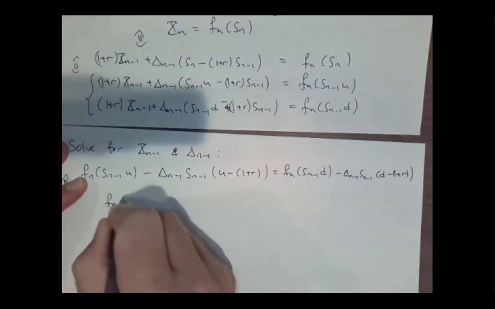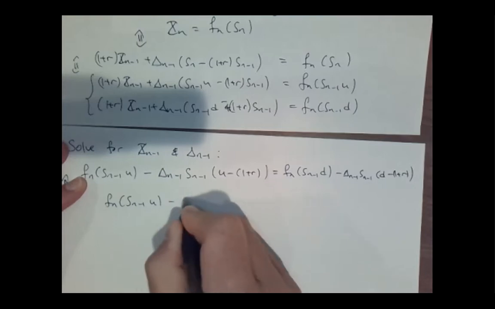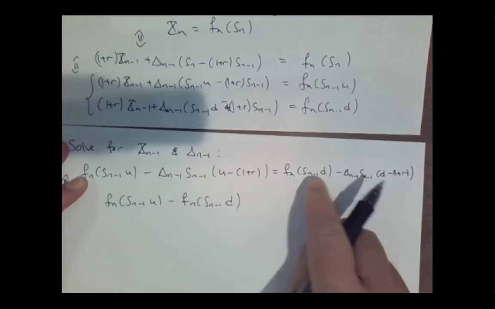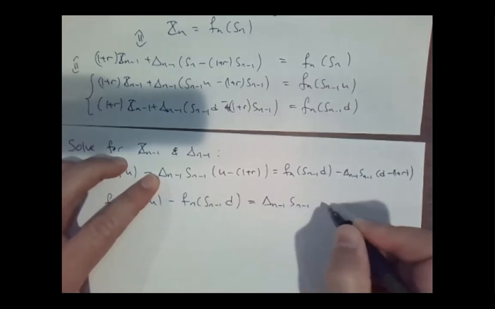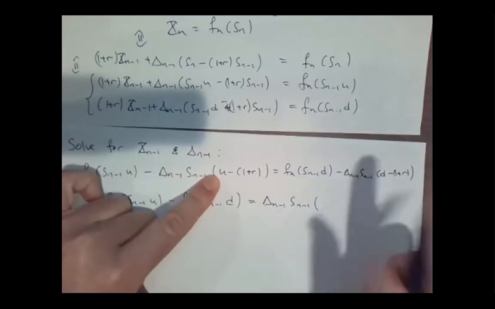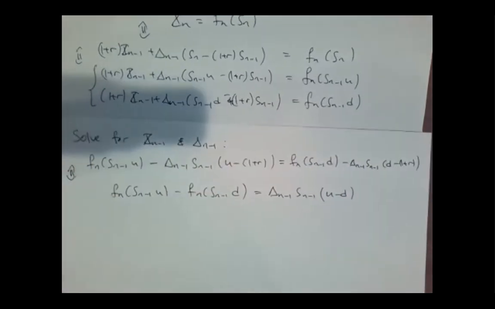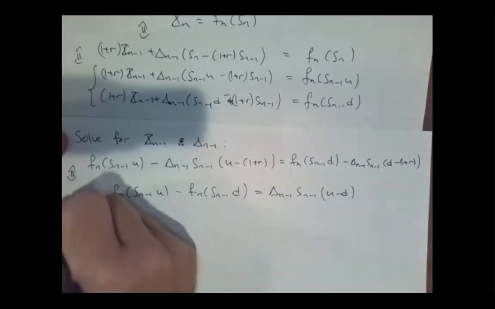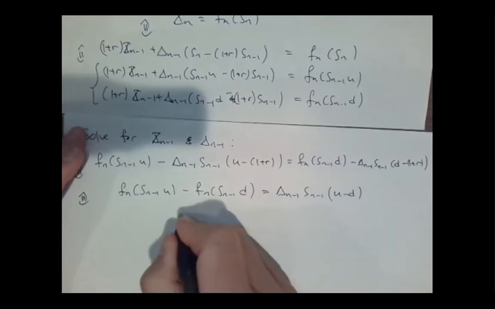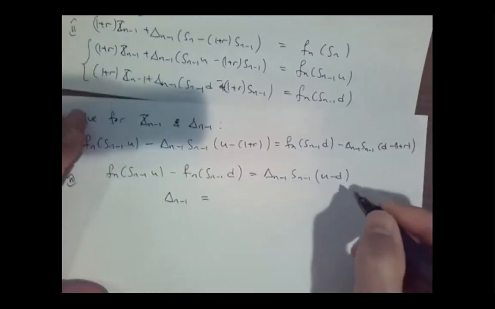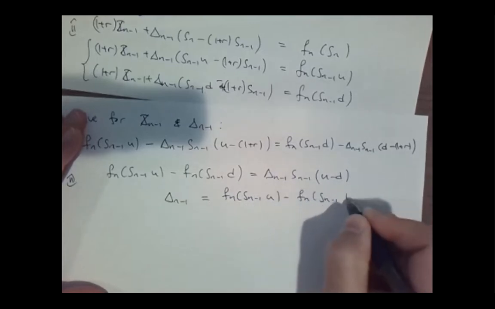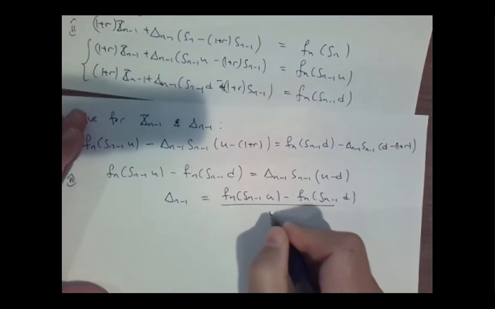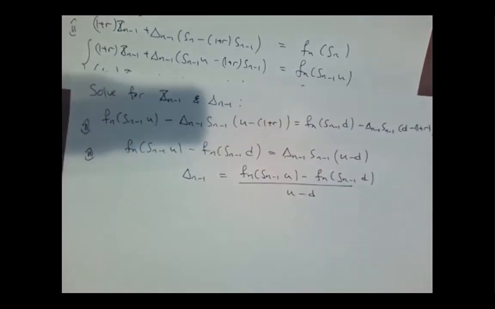So I have fn Sn minus 1u minus fn Sn minus 1d. That was these two. Equals, and I'll move this guy to the other side, delta n minus 1, Sn minus 1. And so that will be the same term. So I have here u minus d, so I can solve for delta n minus 1. This is equal to fn Sn minus 1u minus fn Sn minus 1d divided by u minus d. Just solving one equation and one unknown, I get this.